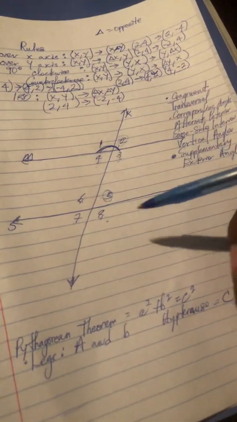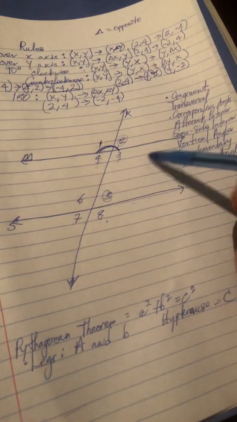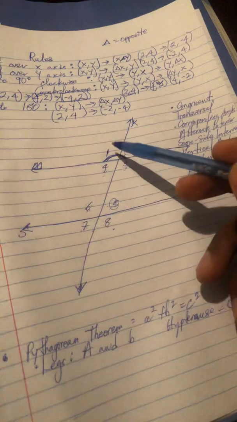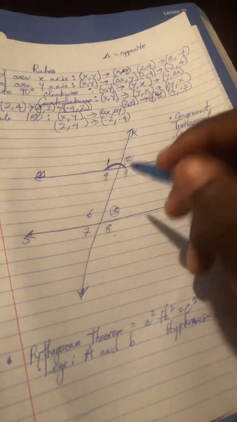Now, exterior angles are angles that are outside of the two parallel lines. So this is my two parallel lines. Exterior angles are angles that are on the outside. So angle 1, 2, 7, and 8 are exterior angles.